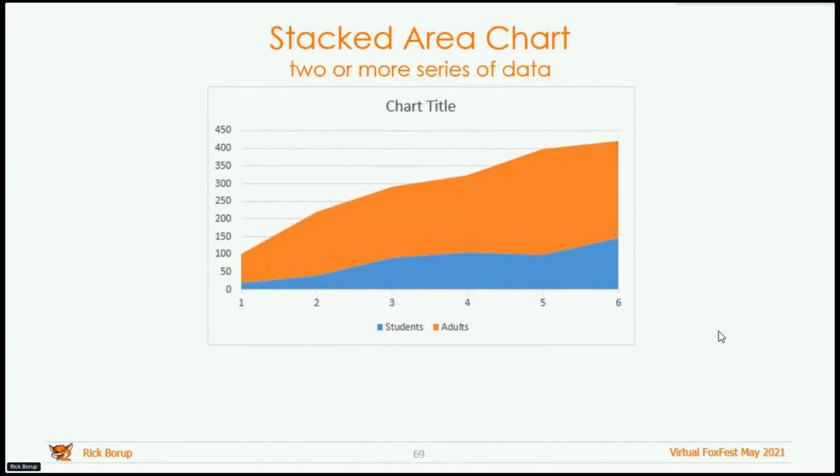A stacked area chart is useful if you have 2 or more series of data. In this case, we have students and non-students, or if you will, adults, and you can use a stacked area chart to show the relative proportion of the two. So that's a nice visualization as well.